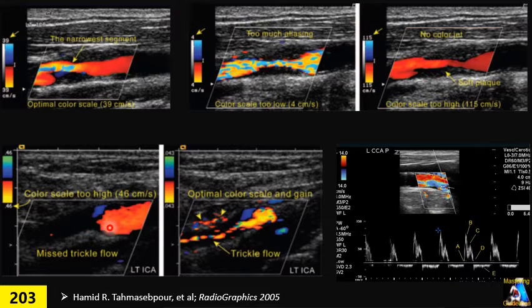So for those cases, we have many options. One option is to decrease the color scale, and if there is any little blood flow, we can detect it that way. Besides that, we can use power Doppler, increase the gain a little, angle differently, and use other techniques. They can help us differentiate between completely occluded and near occluded stenosis.